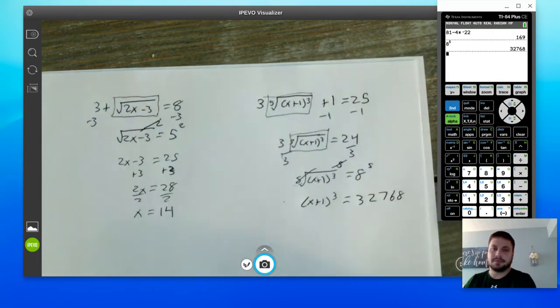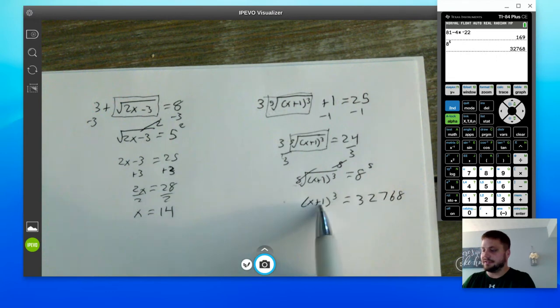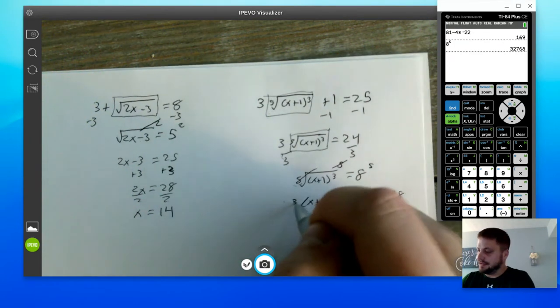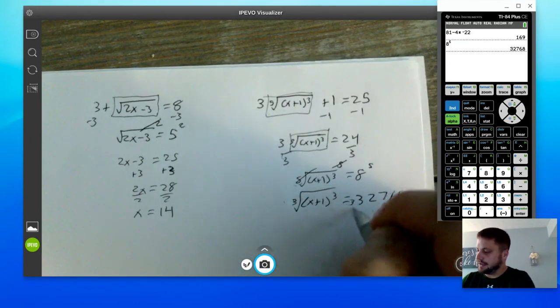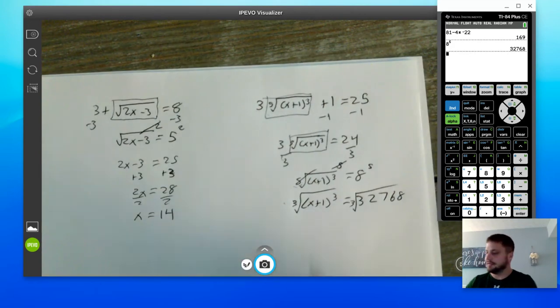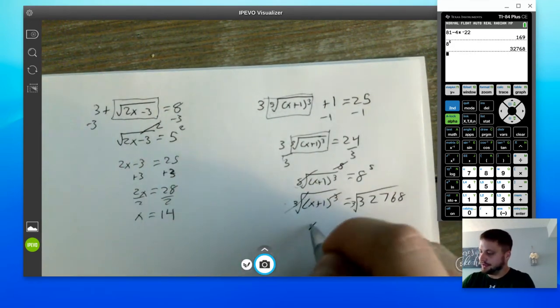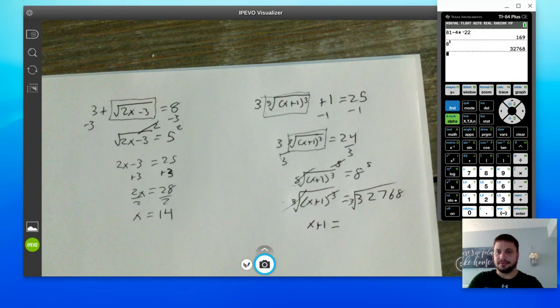32,768. Okay, now again, I can't touch this plus 1 until I get rid of this to the 3rd. What's the opposite of to the 3rd? It's taking the 3rd root. So I'm going to take the 3rd root now of both sides. The 3rd root cancels out the to the 3rd, so I've got x plus 1 equals, okay, let's figure this out.